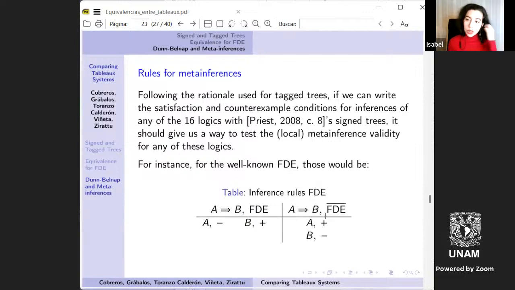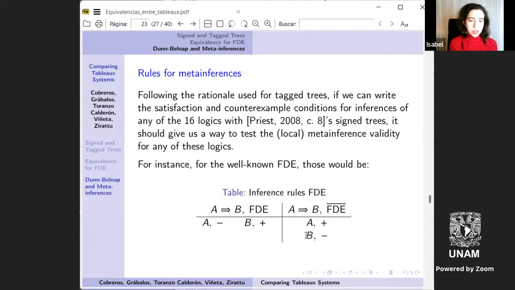So the idea is to follow the same rationale of the extra step for the meta-inferences that we saw at the beginning of the talk that was used for tag trees, and try to do the same to find the satisfaction and the counterexample rules for each one of those 16 logics. And then again, our example right now is FDE because it's better known by everyone, where basically, of course, it's a consequence relation. So if we want FDE to be satisfied, then it's either not related to truth, the premise, or the conclusion is true, which in FDE means related to truth. And the counterexample has the same structure as the tree for the inferences of FDE.